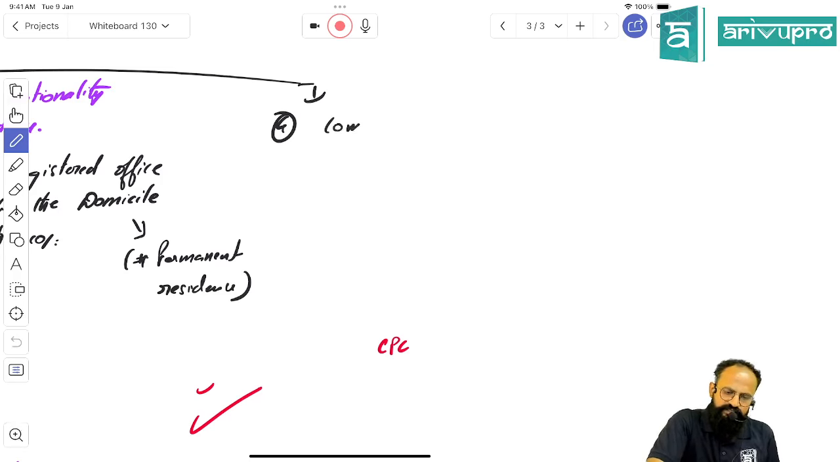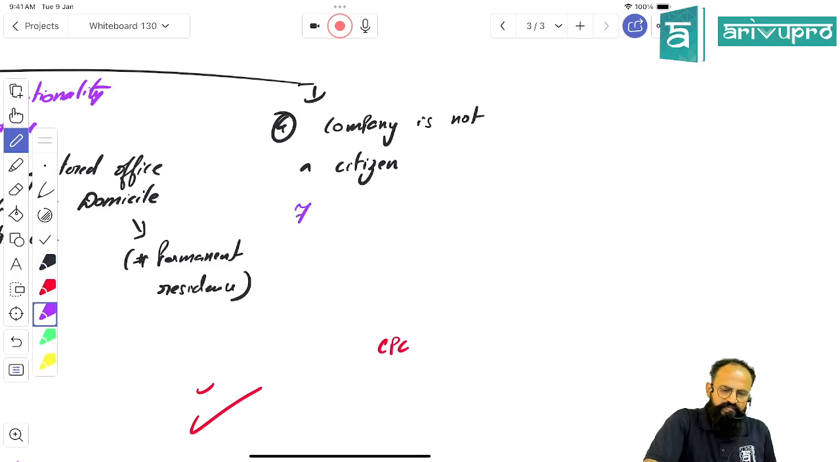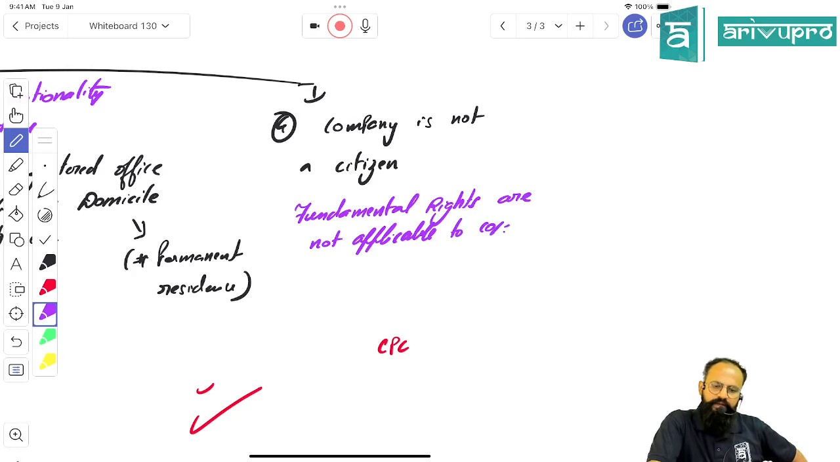Company is not a citizen. What do you mean by that? Fundamental rights are not applicable to the company.